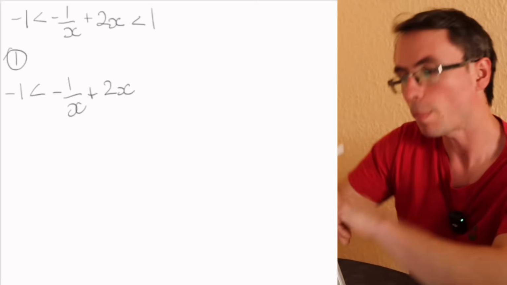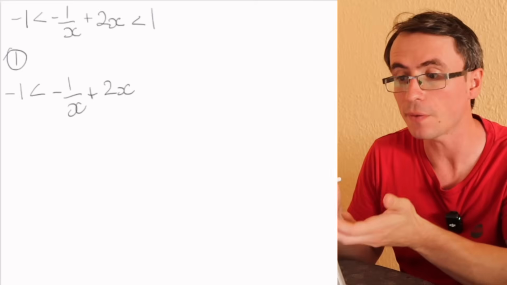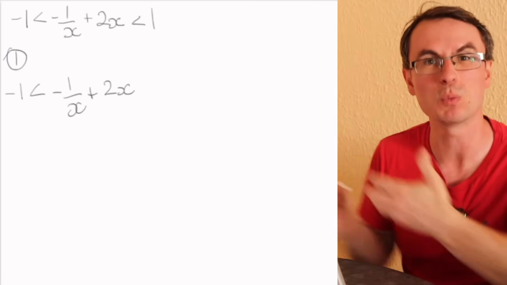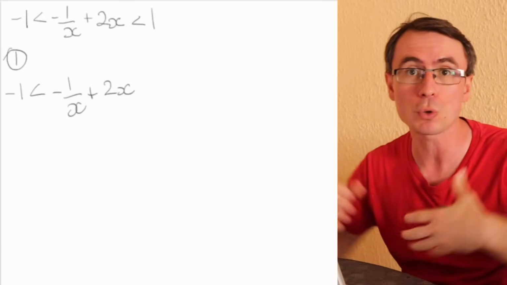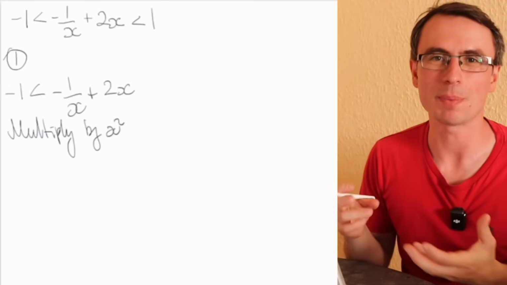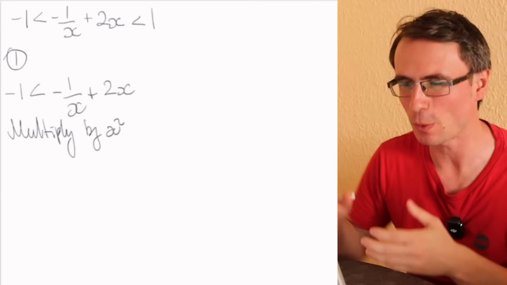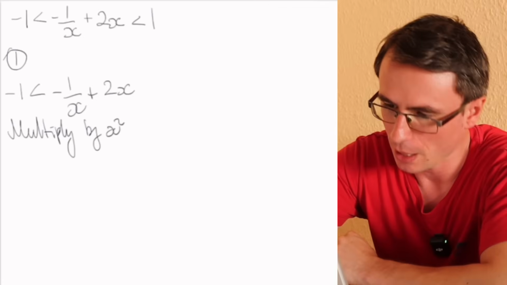Rather than multiplying by x, which could be positive or negative, meaning that the inequality sign would flip depending on which one it is, I'm going to do a little trick and multiply this by x squared. X squared will always be positive, and this is a little trick whenever we see 1 over x in inequalities. Okay, so what are we going to get?